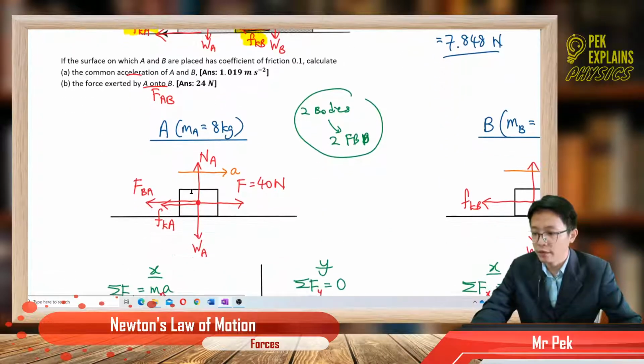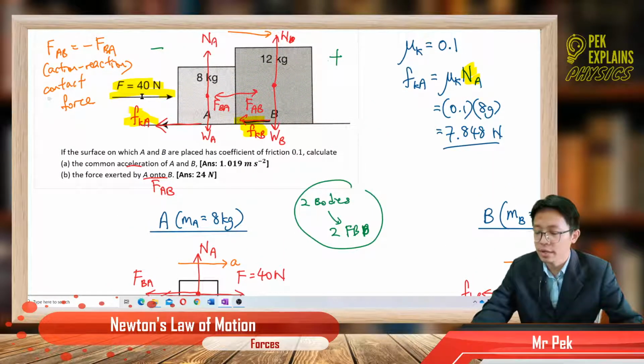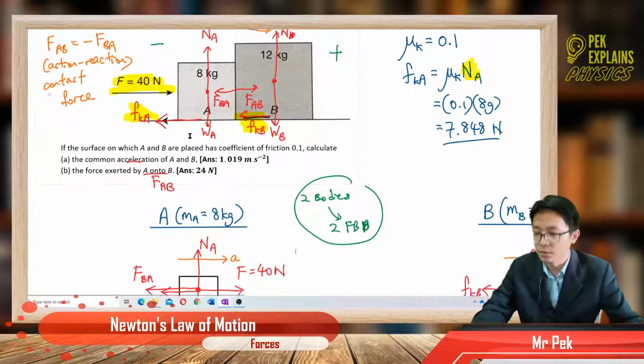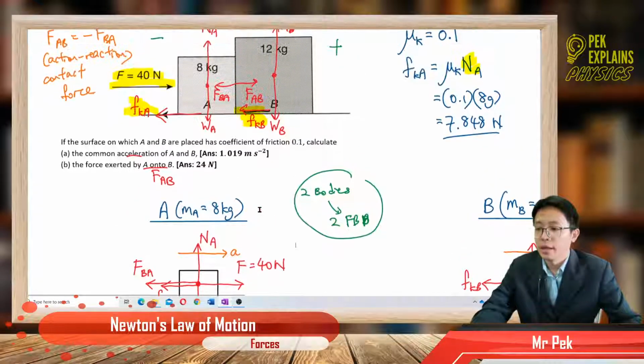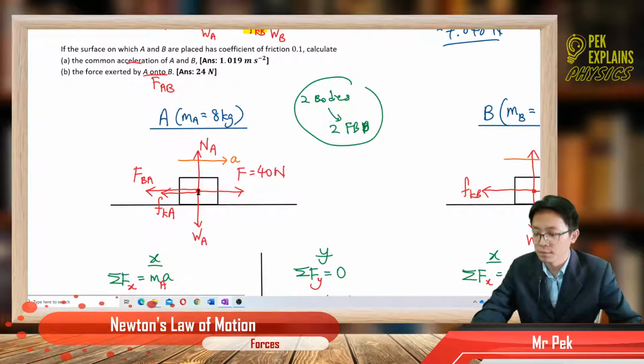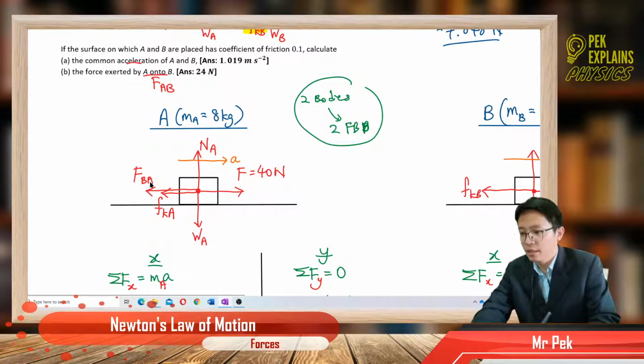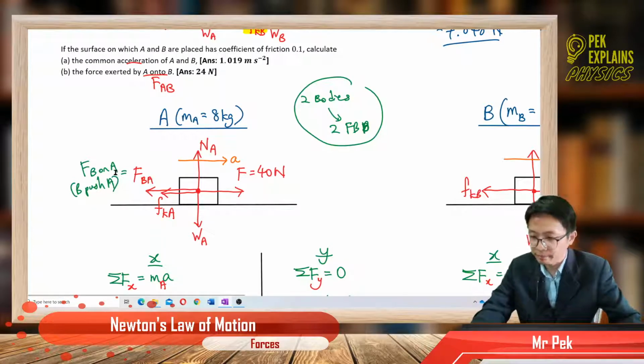So for block A, we have the weight downwards, we have the normal force upward, we have the external force to the right. Yeah, it's pushing A. And block A also experiences the contact force from B, which is FBA. FBA means F of B on A, or B pushes A.